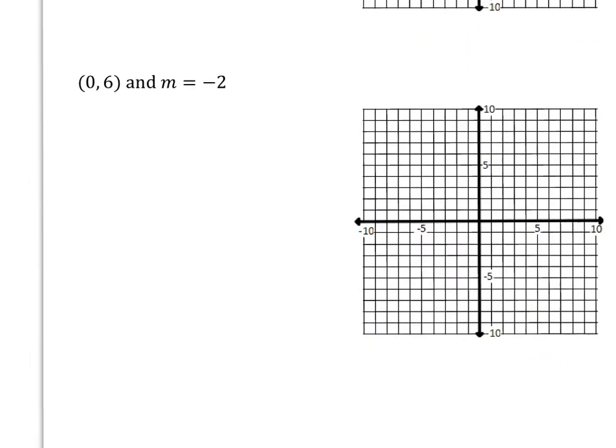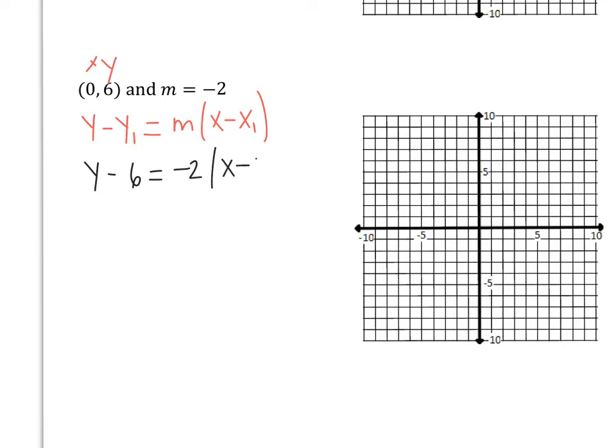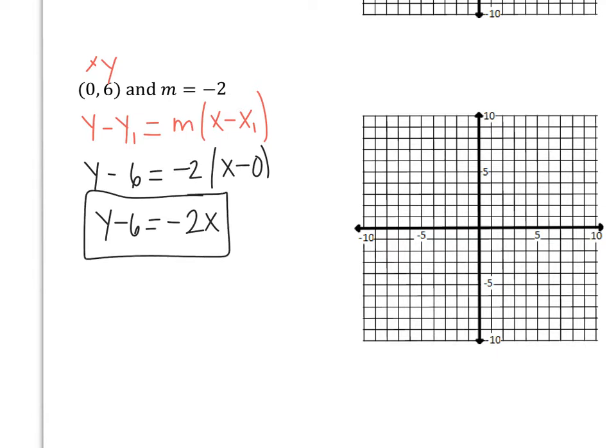Okay, so we are given the point 0, 6, so that's x, and that's y, and m equals -2. So I'm going to write down the formula for point-slope form again, and I'm going to plug in my values. So y minus 6 equals -2 times the quantity x minus 0. And now x minus 0 is just x. So I can actually write that as y minus 6 equals -2x. So that's my point-slope form.